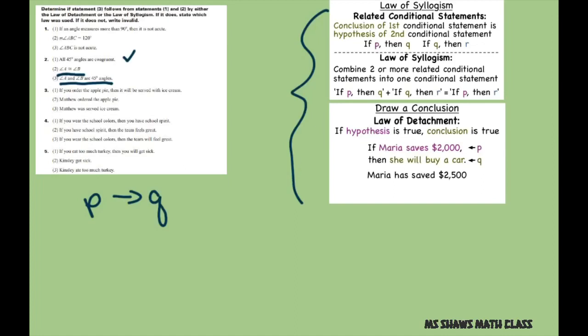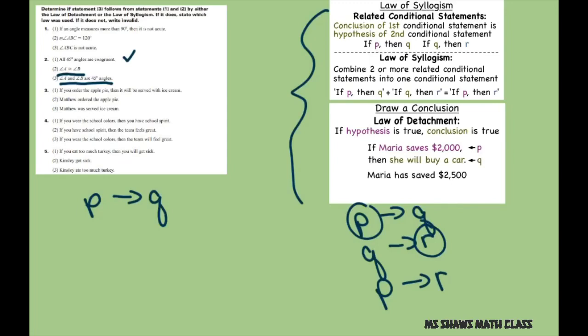The law of syllogism says if P, then Q, and if Q, then R, then that means if P, then R. So this one is invalid. It doesn't follow the law of detachment or the law of syllogism. It doesn't have the forms. Okay, let's look at the next one.